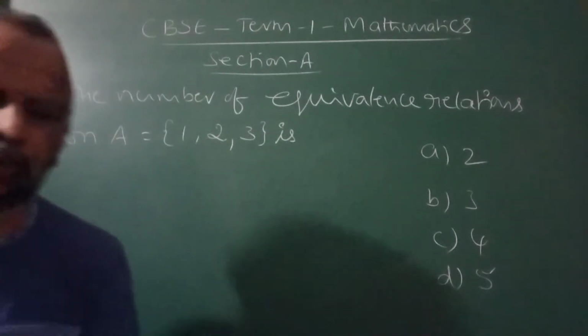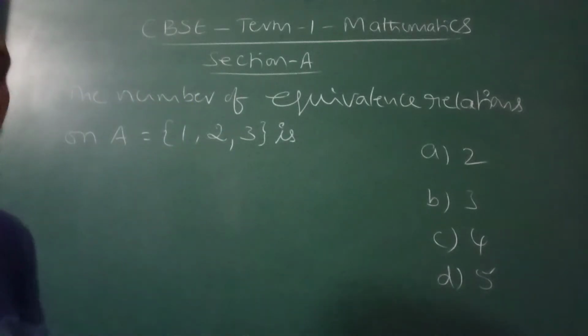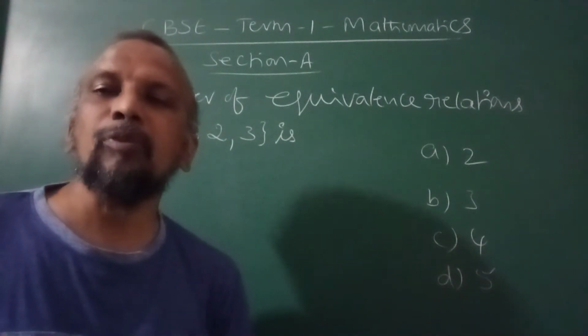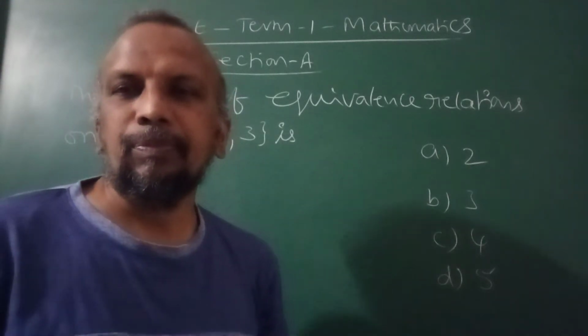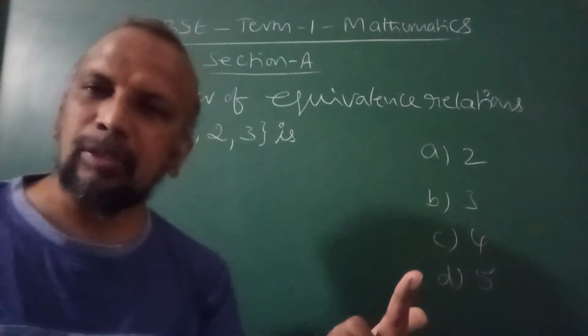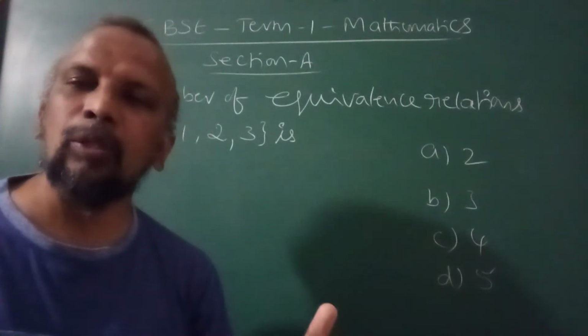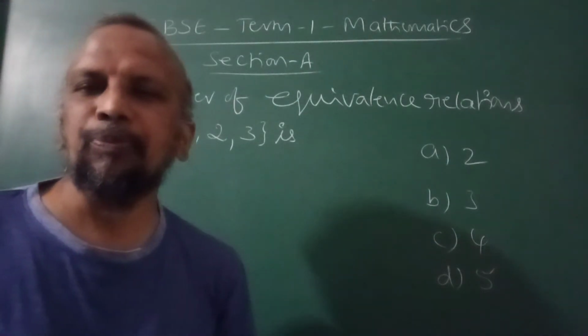Dear students, today I am going to explain the Mathematics Term 1 CBSE paper, Section A. This is one of the papers we conducted as pre-board 1. Next video we will do Section B, and in the third video I will upload Section C. After completing all three sections, I am going to upload the pre-board 2 paper also.